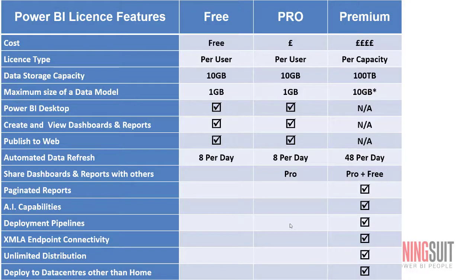You get a staggering amount of storage still. You get 100 terabytes of storage for a Premium capacity, and a maximum size of a data model starts at 10 gigabytes. That can be larger. Note the asterisk. That can be larger if you use the large model support as part of Premium. The Premium license effectively is an organizational license. You buy one for the entire organization.